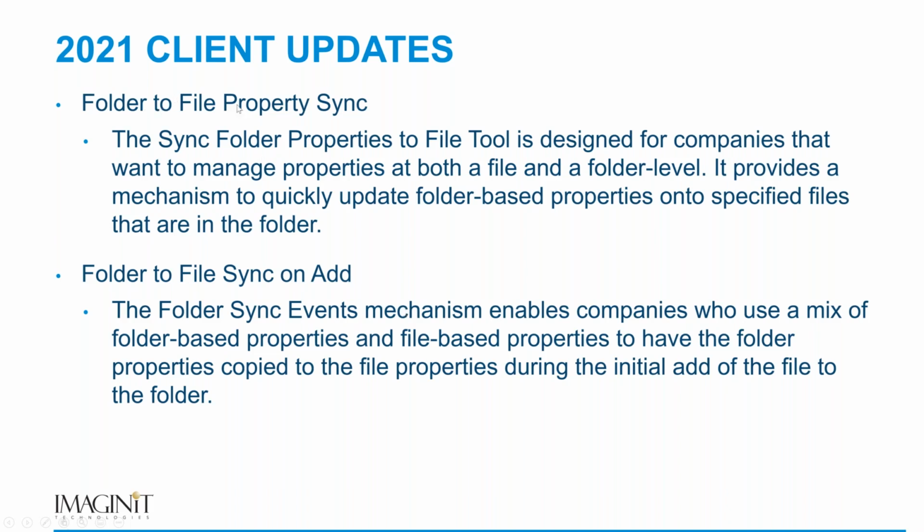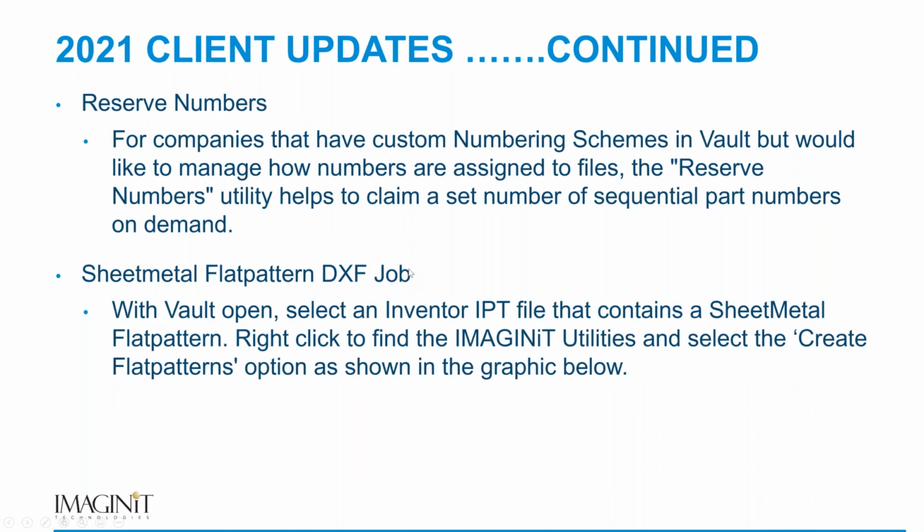21, folder to file property sync. So this is good. If you need to control the properties at the file and folder level, this provides the mechanism to update the folder-based properties onto files within that folder. So again, we're taking what's on the folder and syncing those properties down to the file. Again, close to the same thing here, syncing the folder stuff down to the files.